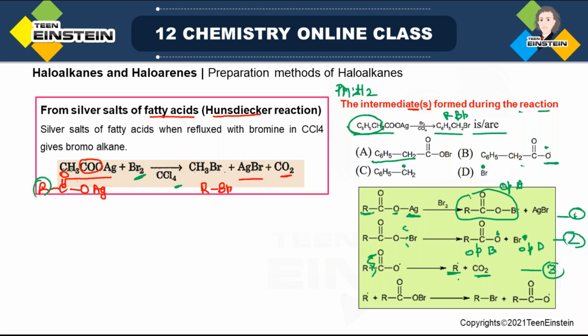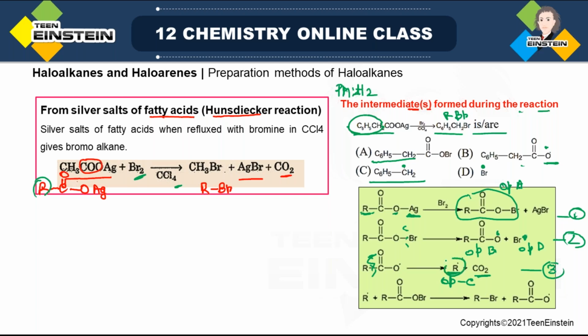So the R dot that is formed matches option C, because in our case the R group is the benzyl group, PhCH2 dot, and that means all these options are basically correct. A, B, C, D all are correct.